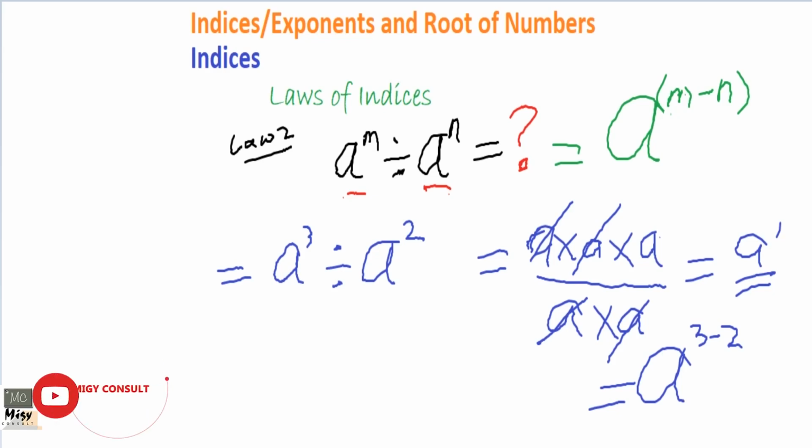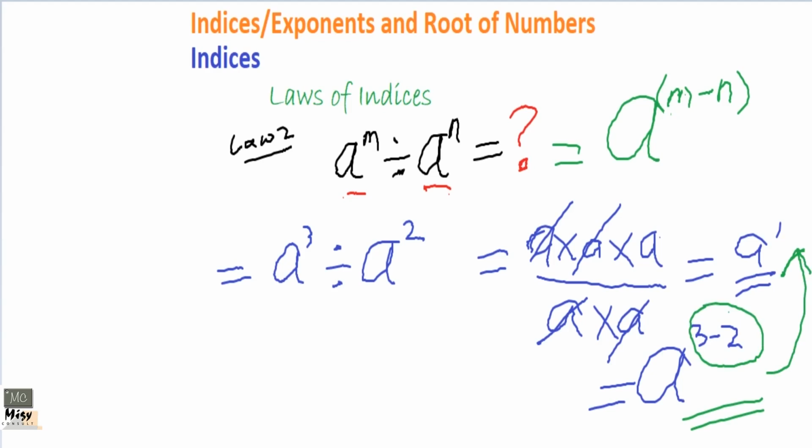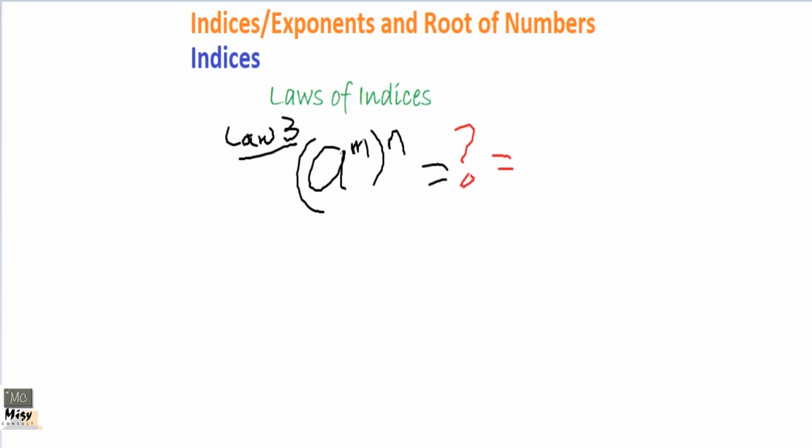With numbers with the same base, if you are doing something to the numbers, then the indices behave in a certain way. Here we say divide, so the second one is subtracted from the first one. So we get 1, 3 minus 2, and we take the 3 and the 2 as my example. We call this the next law.